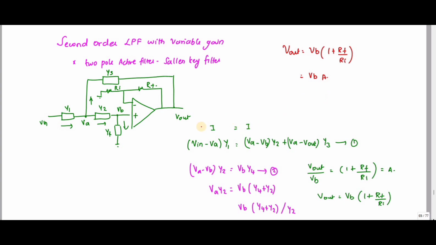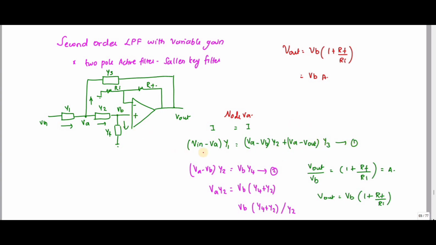So I'm going to apply the nodal equation. For node VA, the incoming current is equal to the outgoing current. The incoming current value is Vin minus VA divided by the resistance. Here I am using admittance, so I am writing it as Y1. That is equal to (VA minus VB) into Y2 plus (VA minus Vout) into Y3. So this is your first equation.